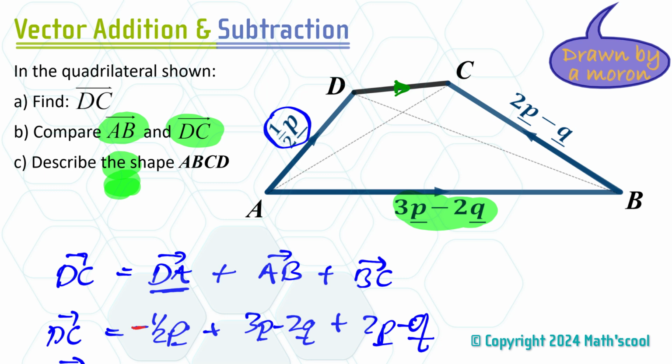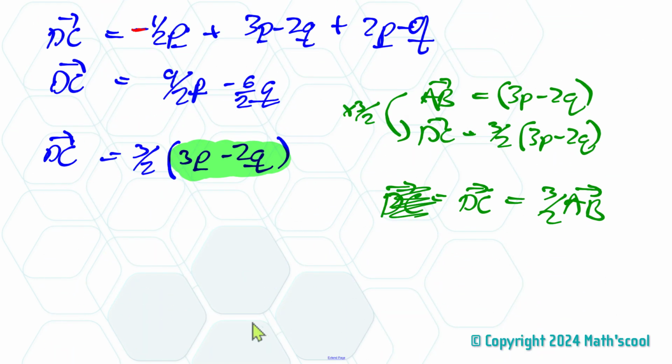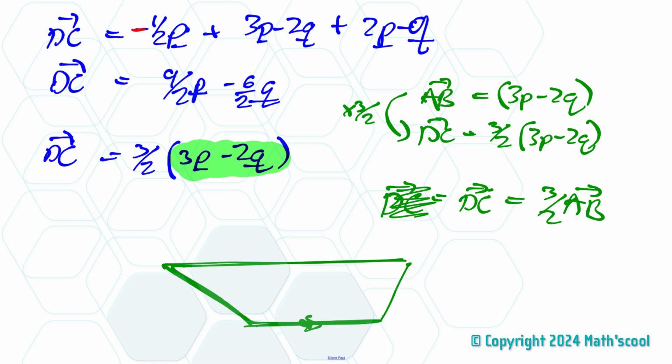And D to C is 1.5 times the length. No, that doesn't even look 1.5 times the length. Okay, so perhaps a more accurate diagram would be like this. A to B is here, and then D to C is here, like 1.5. Oh, that's probably a bit long. 1.5 times the length. And so our diagram probably looks more like that.